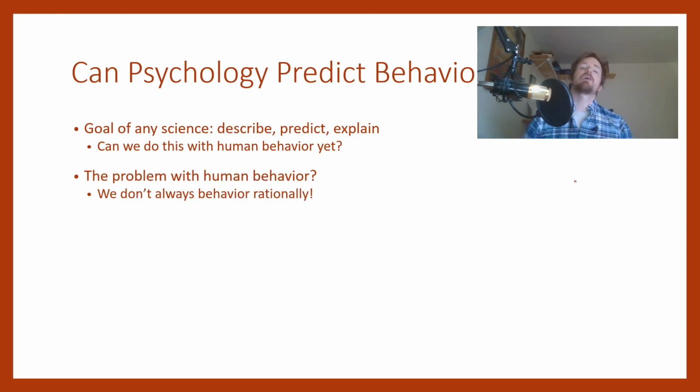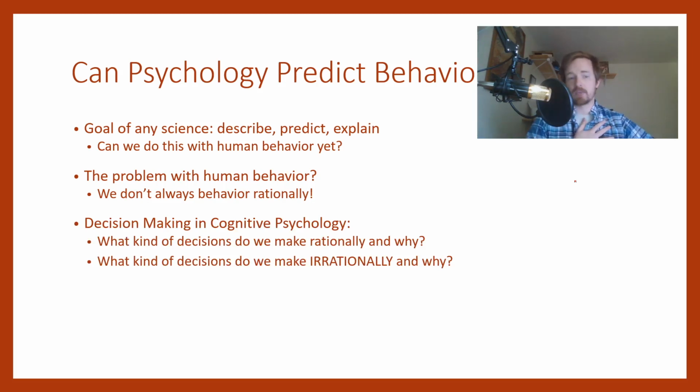So whenever we talk about human behavior, we are able to predict lots of human behavior. But the things that we get stuck on are when humans behave irrationally. That's whenever we find that we can't predict their behaviors, because we don't always behave rationally.